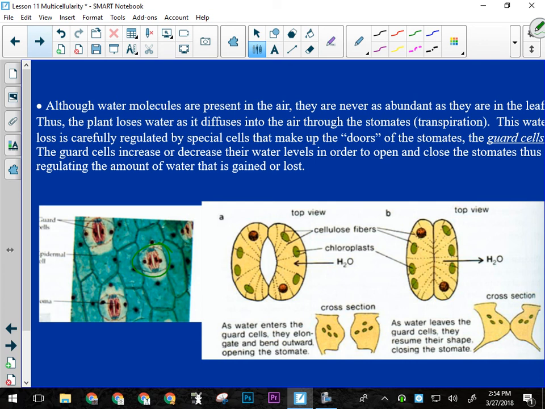As the water leaves, it can't maintain this shape anymore. And remember, it's leaving because there's more salts. So they change shape. They can't hold this rigid shape anymore, and that closes the stomate. All right, so as they lose water, the stomate naturally closes because of osmosis.